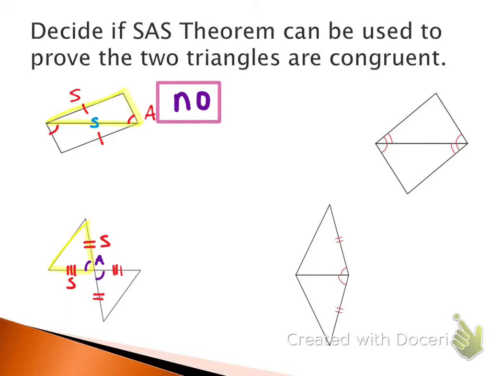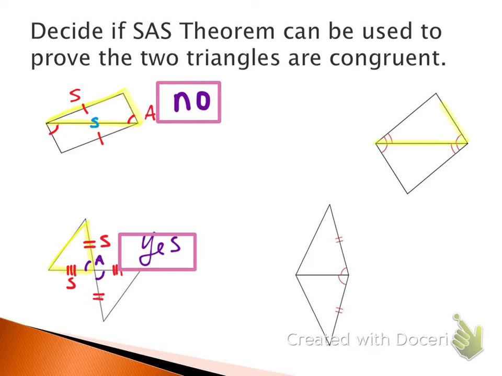So is this side angle side? Yes. My angle is between my two sides. So this is enough to prove the triangles are congruent by side angle side. We'll go back to this one. I'll tell you why we didn't do it second here in a minute.